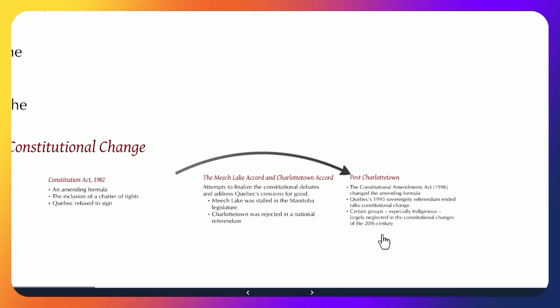So the issues that were so driving for the provincial governments of Quebec throughout all of these decades have not been resolved. The issues that other groups, and particularly here Aboriginals, the Indigenous Peoples, the First Nations of Canada, are still outstanding. These groups have been largely neglected in the constitutional changes of the 20th century. So the status quo clearly is also not satisfactory.